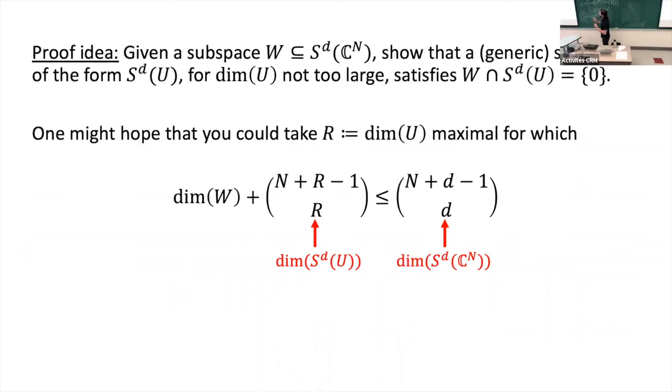Yeah, I'm just taking the variety out of the picture. This is how this is proven. We're just starting with a subspace, and you want to find a complement of the form S^d U.